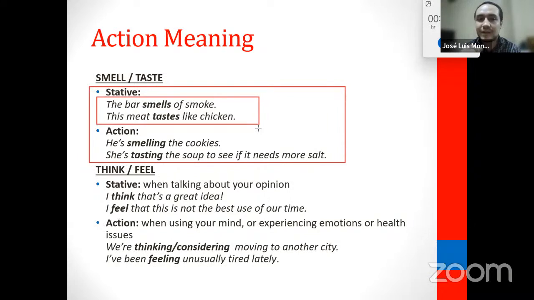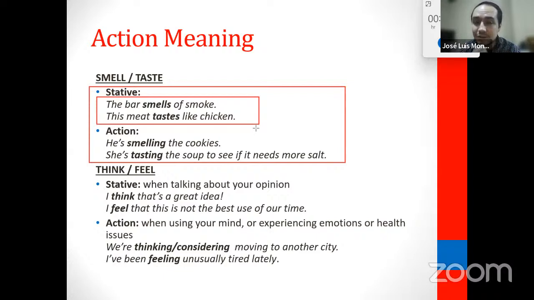It's a stative, right? The bar smells of smoke. This meat tastes like chicken. And again, it's not that the bar is smelling. No, smells. This meat is not tasting. No, it's not an action. It's a state. Tastes.